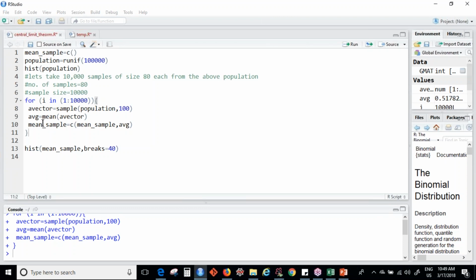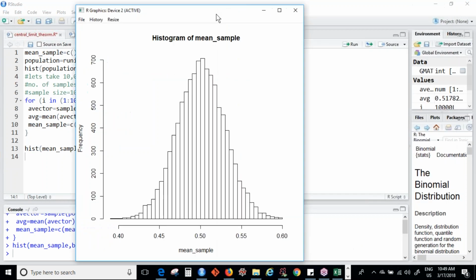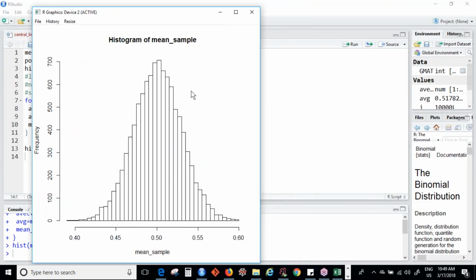Okay, so I have run this now. Now what I will do, I will draw the histogram of my samples. So mean underscore sample is the vector which has the average of each sample. Okay, so I will run the histogram of this now. So you see it is normally distributed. It became normally distributed. This is the histogram of the mean.